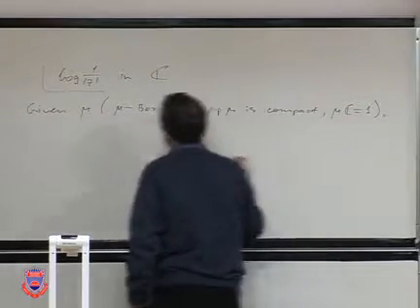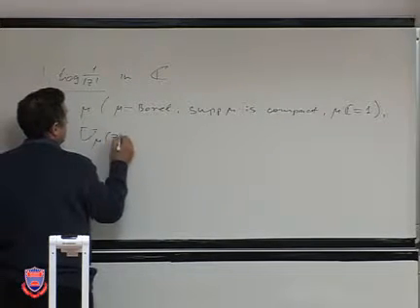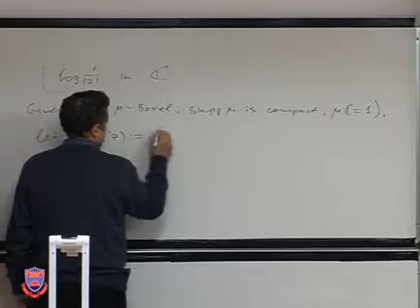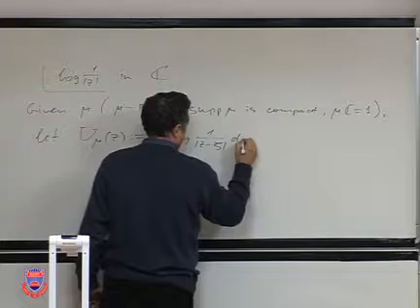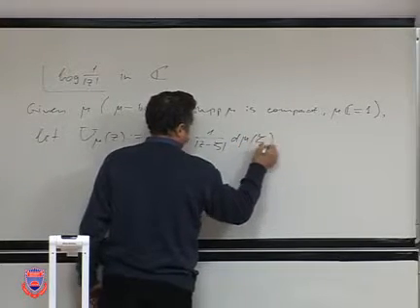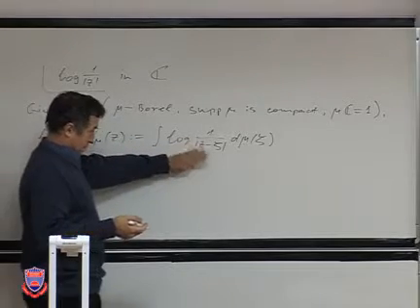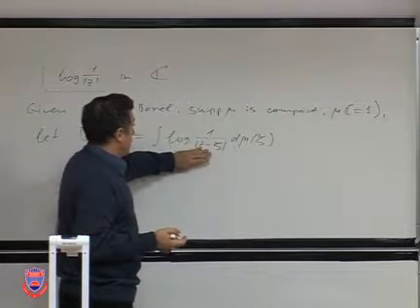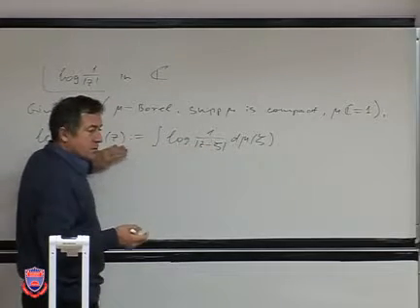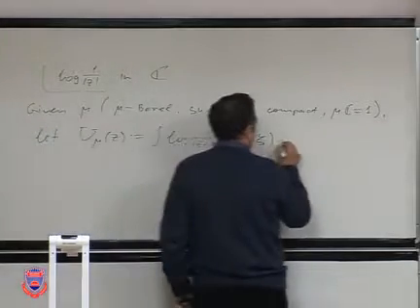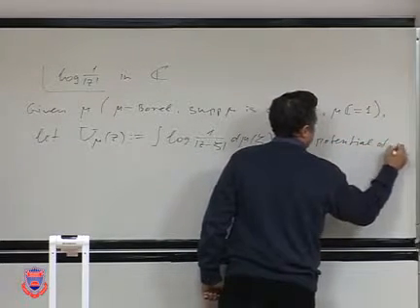We will define the function u mu of z, which is just the integral of the logarithm of 1 over z minus zeta, and we integrate with respect to this zeta. So z is a fixed point here. For this fixed point, this integral exists, and it depends on the measure. And then it defines the so-called potential. This is the logarithmic potential, the potential of measure mu.